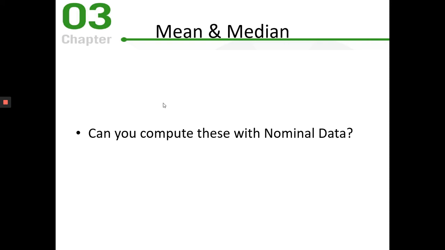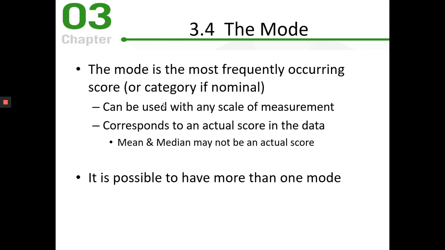Can we do median? No, we can't. We can't do median because median relies on more or less. Remember, for median, we have to list the scores from lowest to highest, from left to right. So there has to be an order of more or less. And so we can't do mean or median for nominal data. So that makes it really easy, actually. If you have nominal data, we're going to do the mode. The mode is the most frequent score.